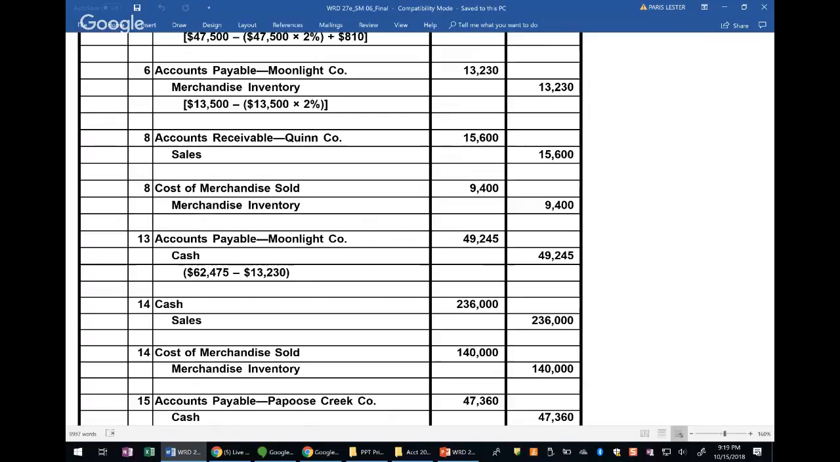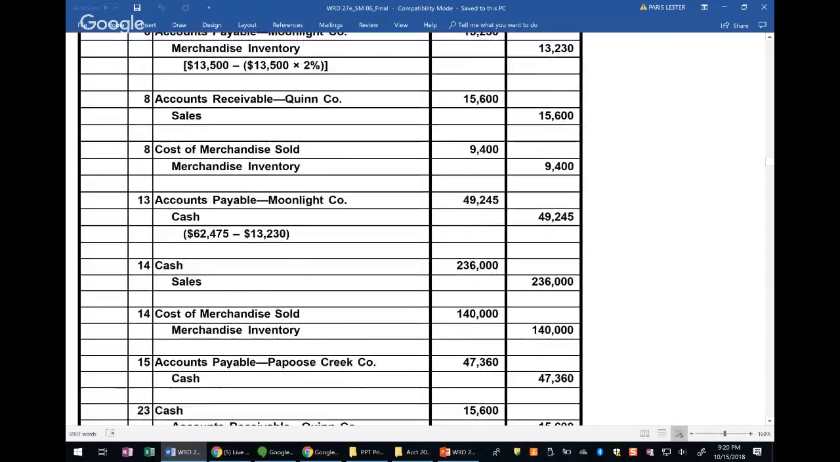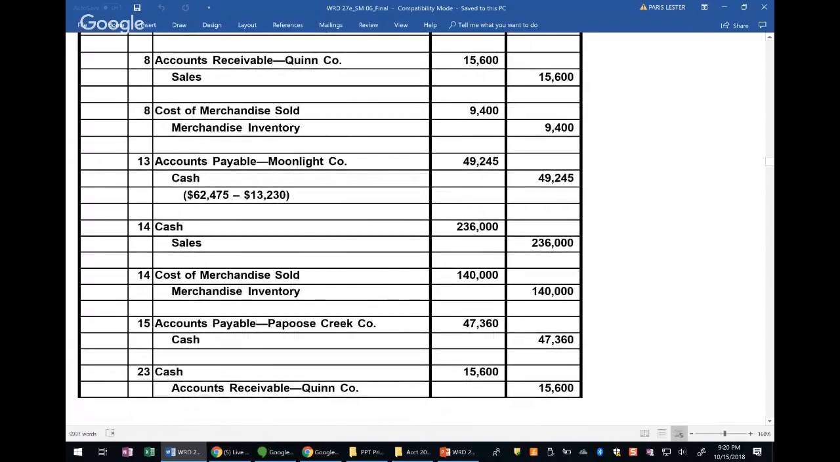Recorded cash on account from sale of November. Received cash on account. Okay, Jacob, how about that one? Receive cash on account. Yeah. You would debit cash for 15,600 and then credit accounts receivable for 15,600. All right. Debit cash, credit accounts receivable.